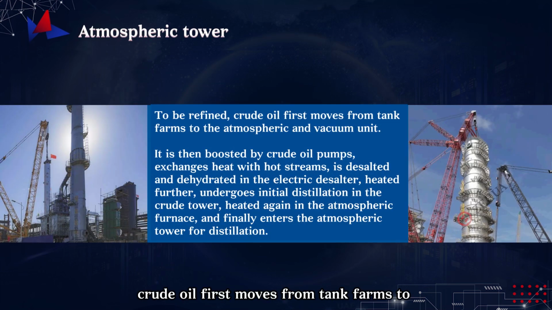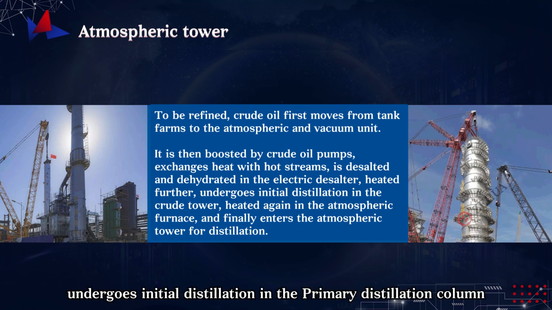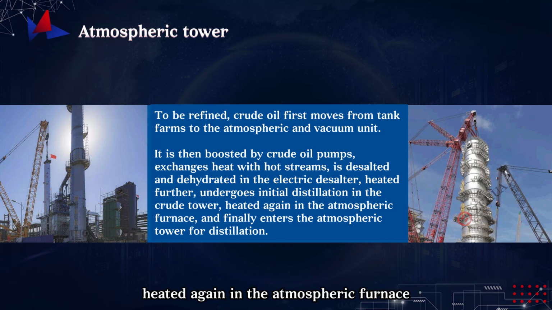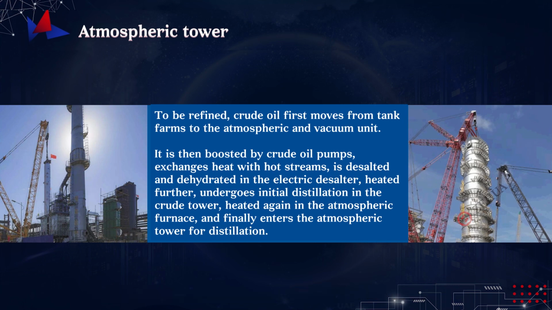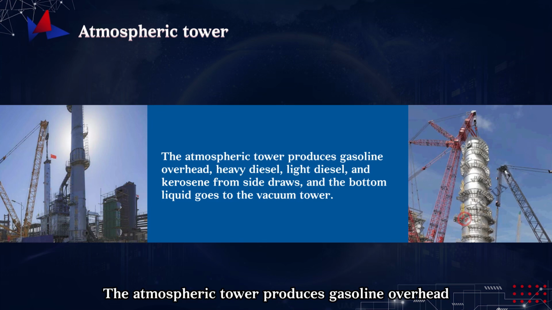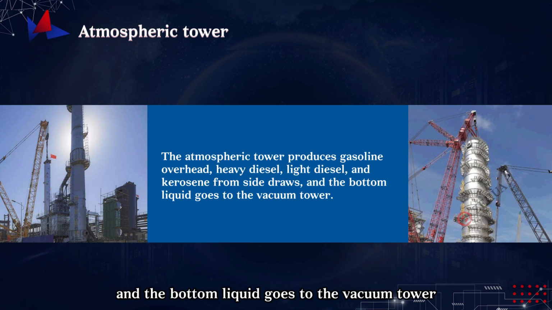To be refined, crude oil first moves from tank farms to the atmospheric and vacuum unit. It is then boosted by crude oil pumps, exchanges heat with hot streams, is desalted and dehydrated in the electric desalter, heated further, undergoes initial distillation in the primary distillation column, heated again in the atmospheric furnace, and finally enters the atmospheric tower for distillation. The atmospheric tower produces gasoline overhead, heavy diesel, light diesel, and kerosene from side draws, and the bottom liquid goes to the vacuum tower.